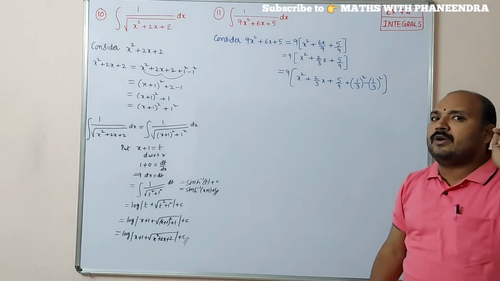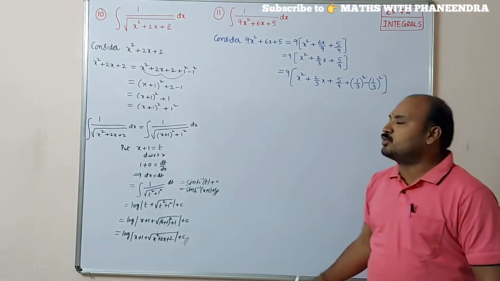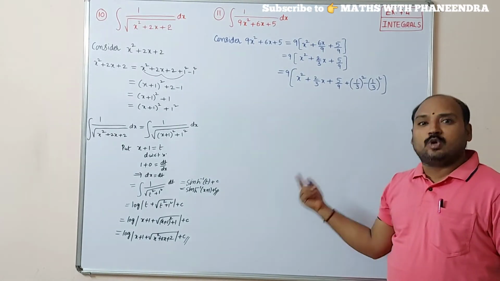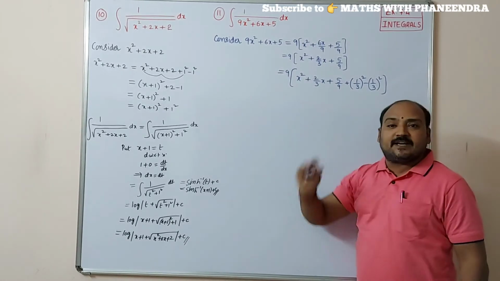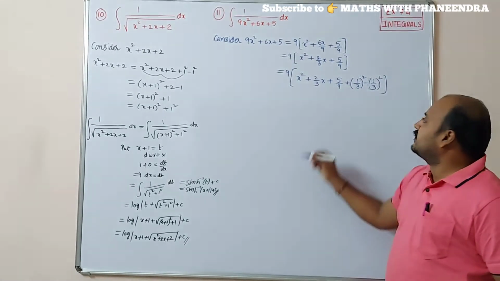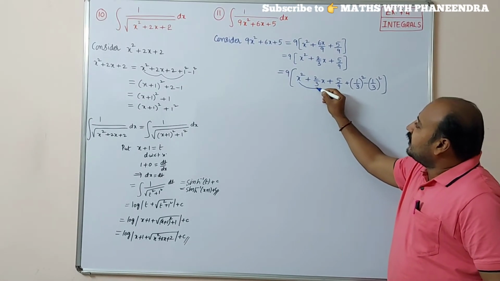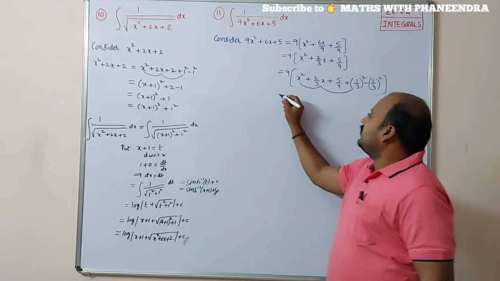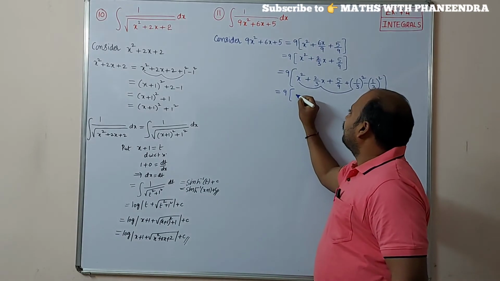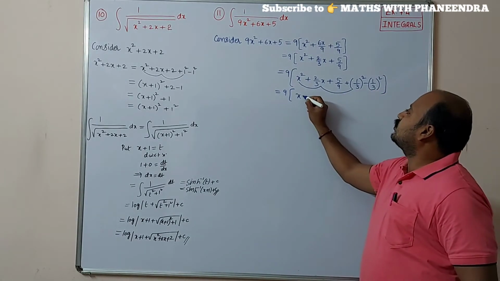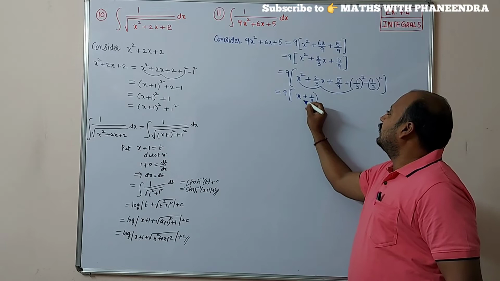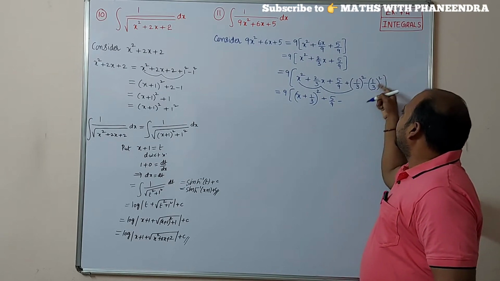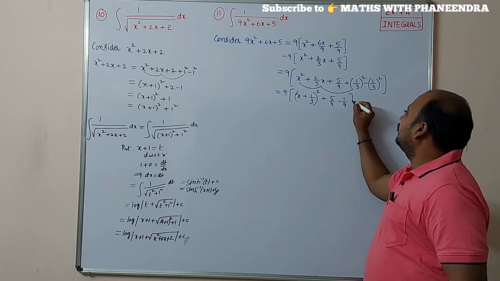And one more important thing you have to remember, dear students. If the x coefficient is positive, you get an (a plus b) whole square expansion. If the x coefficient is negative, you get an (a minus b) whole square expansion. See here, a square plus 2ab plus b square is 9 into (x plus 1 by 3) whole square. The rest of the terms: 5 by 9 minus (1 by 3) whole square, which is 1 by 9.